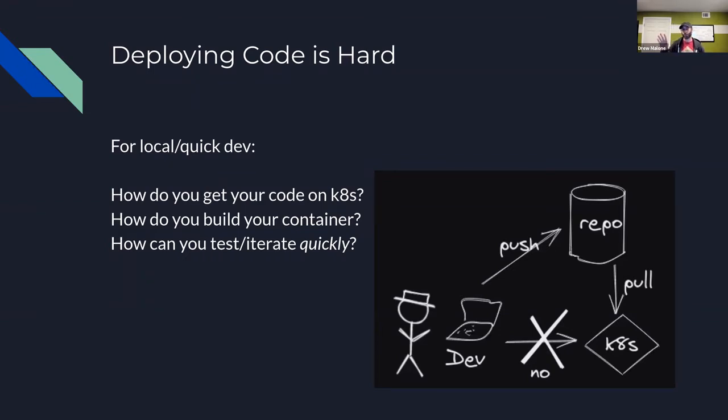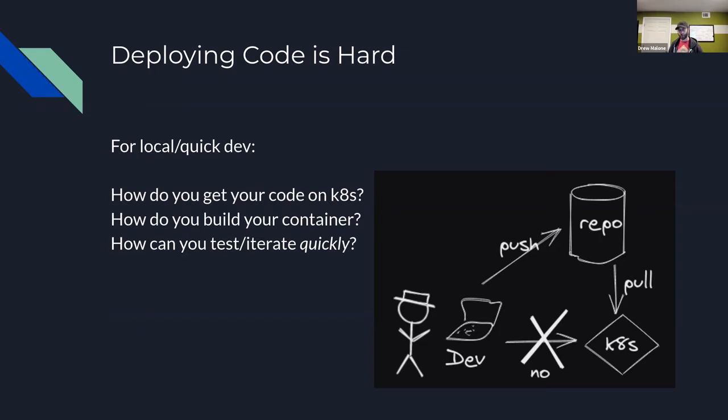You have to push it to a repo first. Then you have to write up some YAML files that tell Kubernetes where that repo is and that you need to pull it down. So immediately it's like, well, now I have to do all that. Now I have to build it. Now I have to push it, and I have to figure out what this manifest file looks like. So how can I do that quickly?